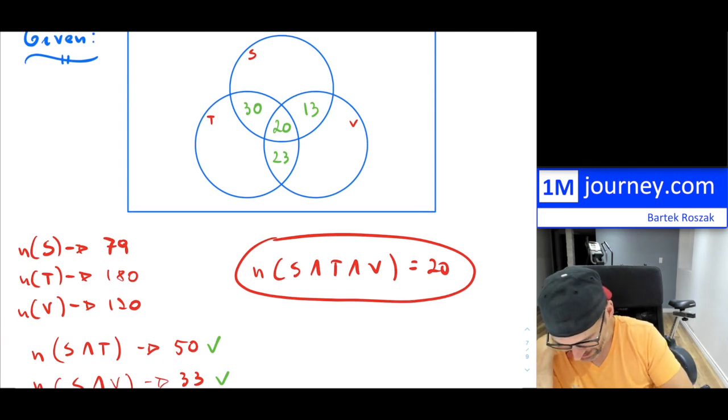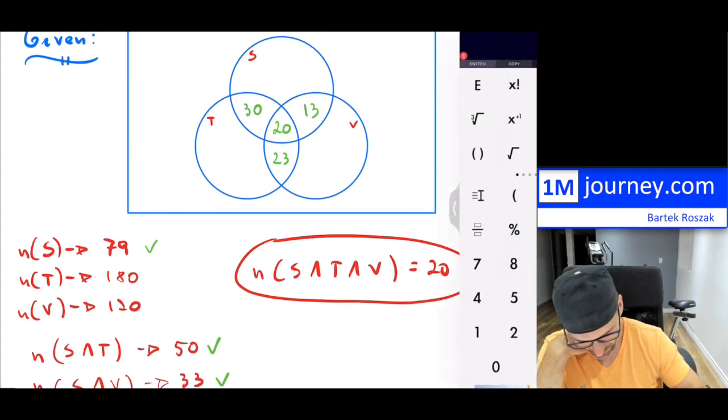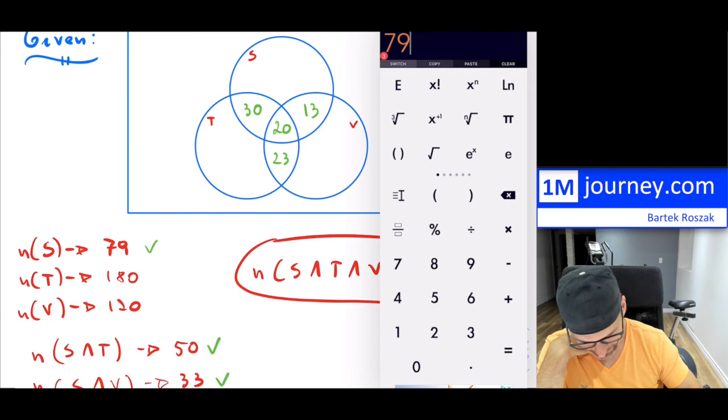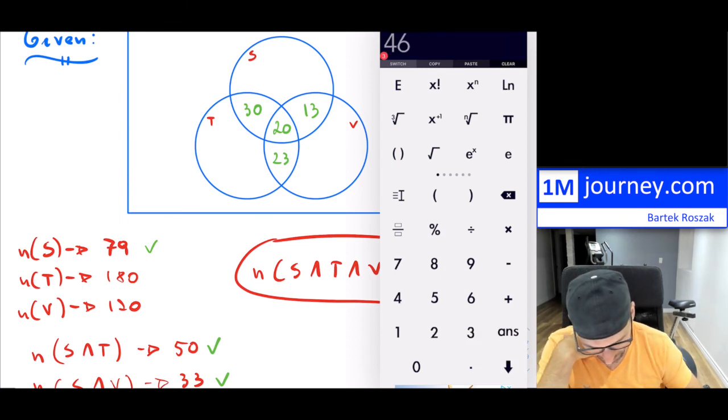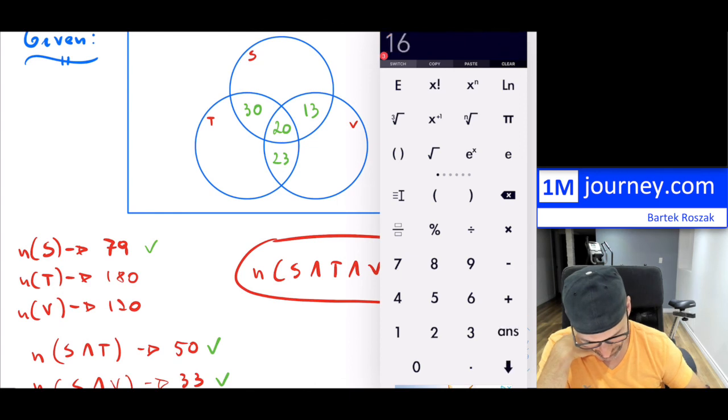So if we had 79 here, so for swimming, 79 minus, I guess, 30 minus 20 minus 23. Whoops, I added them. Minus 20, minus 23. Sorry, that's for swimming. So that's 30, 20, and 13. So that's 16 left there.